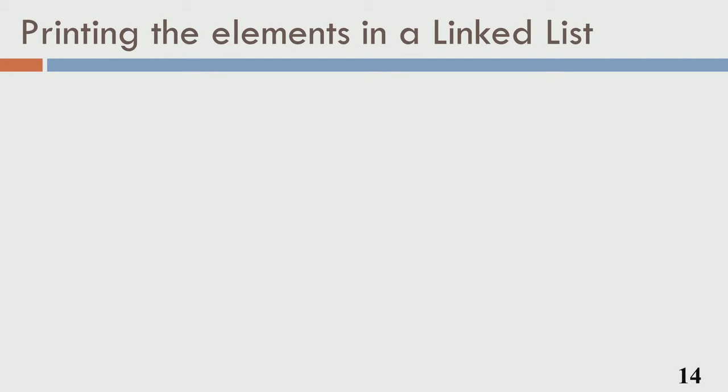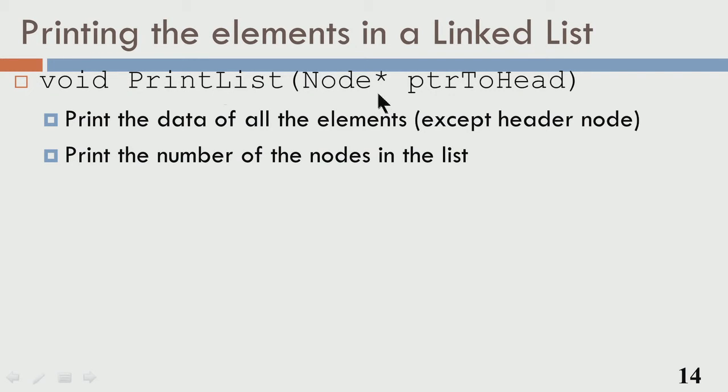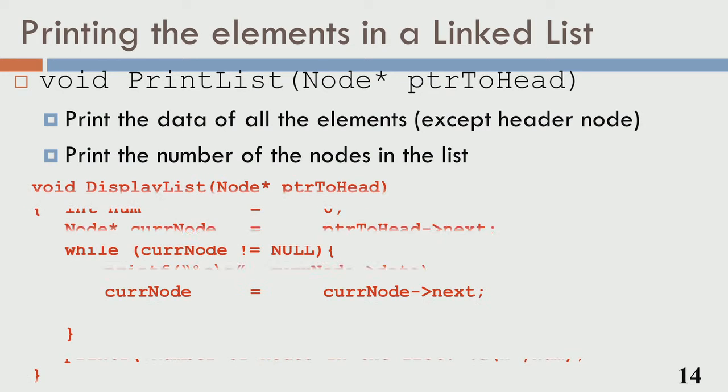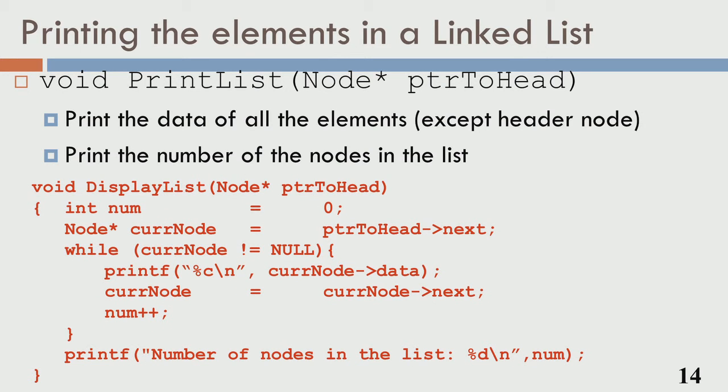How do we print elements in a linked list? Printing the elements is just traversing the list from past the head node till you reach null. I assume that print list is a function which takes a pointer to the head node itself, and we want to print out all the nodes except the head node, and I also want to print the number of elements in the list. So, display list is this function, or print list, this should have been print list.